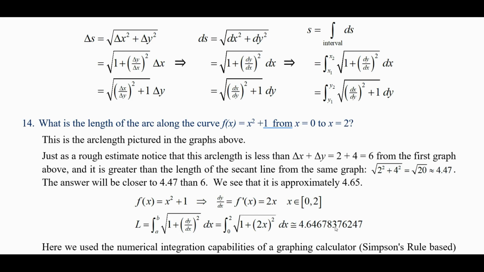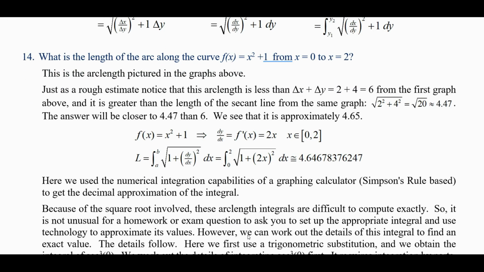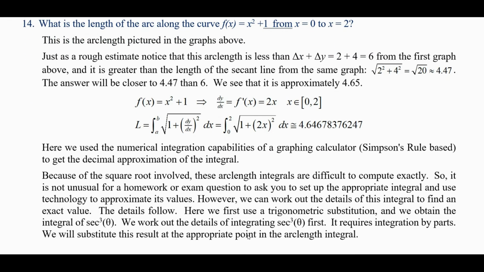Now, I found this number here by just plugging this into a graphing calculator and having it do the integral. And it came up with that approximation. It's using a variation of Simpson's rule to get a decimal approximation. Because of the square root involved, these arc length integrals are often very difficult to compute exactly. It's very hard to find an antiderivative a lot of times. So it's not unusual for a homework or exam question to ask you to set up the appropriate integral and use technology to approximate its value. However, we can work out the details for this particular integral to find an exact value, and the details will follow.